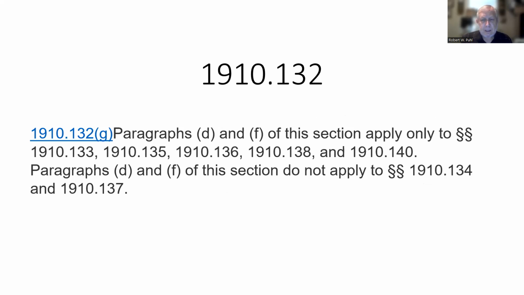Paragraphs D and F of the section apply only to sections which we haven't covered yet: 10.133, 135, 136, 138, 140, and they don't apply to 134 and 137. And the reason for that, 134 is respiratory protection, 137 is electrical, and those are pretty long sections. The other sections are all pretty short.